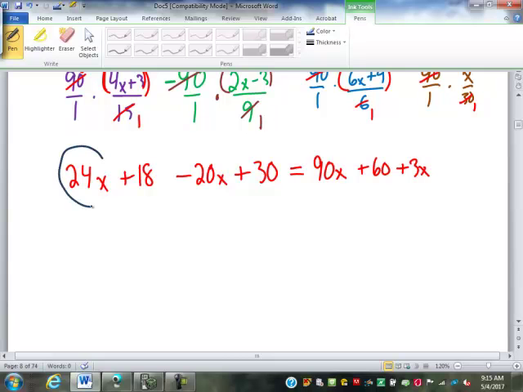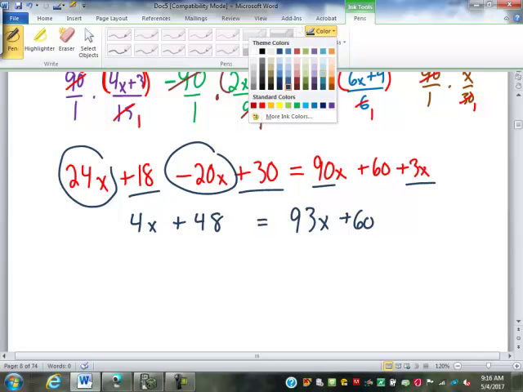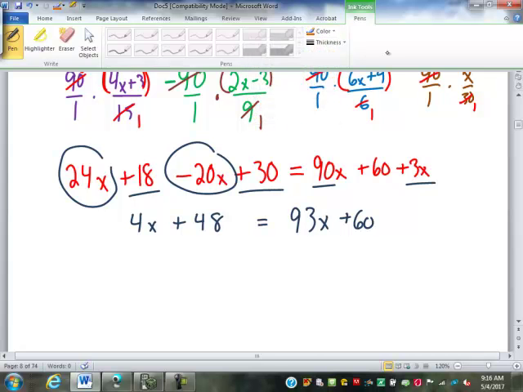Now I'm going to combine over here. 24x and negative 20x is 4x. 18 and 30? 48. Over here, 90x and 3x? 93x. Isn't that a radio station? And then I still have the plus 60. Then what? Subtract 4x. Get rid of the x's. So I've got 48 equals 89x plus 60.